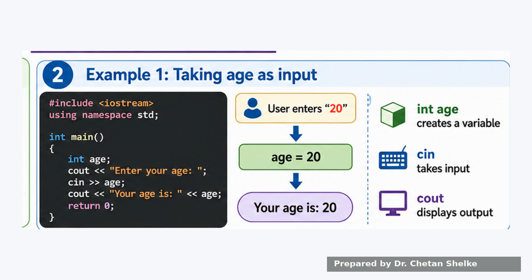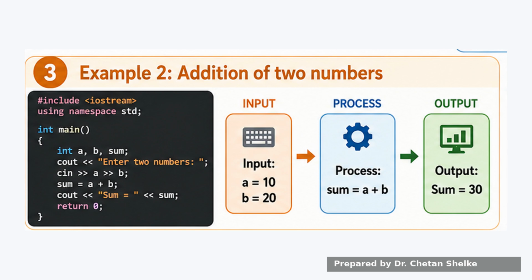Now here in this program, int age. What is int age? It will create a variable. Then cin in bracket age. It will take the value from the user. Now let's say suppose you want to take input as a 20. Then the value 20 is stored inside the variable age. So in simple I can say that cin means input.